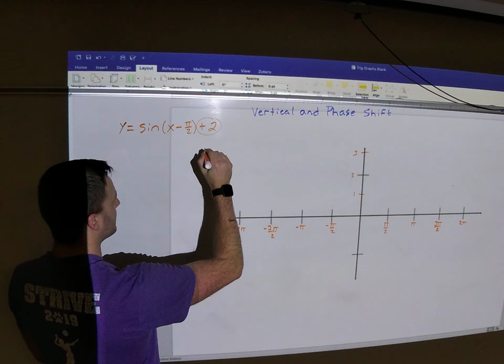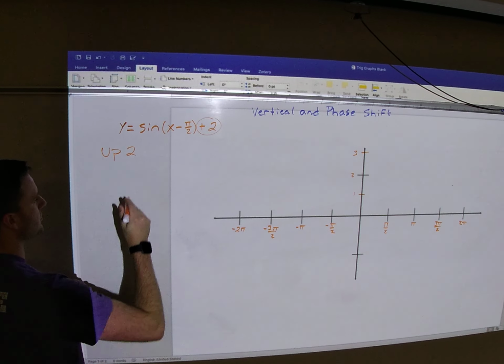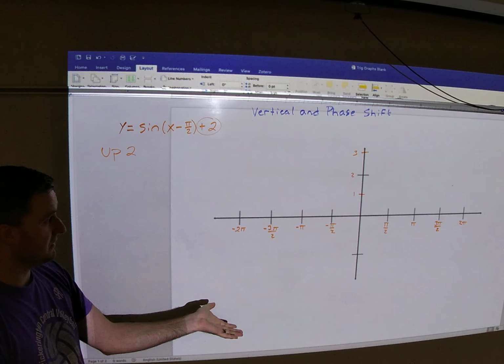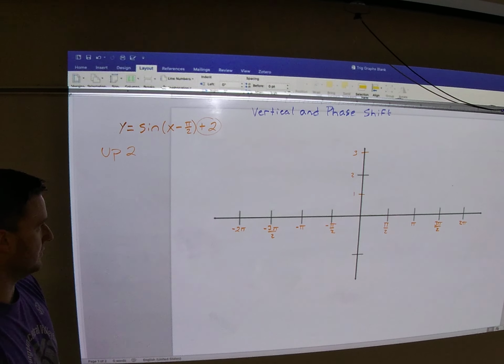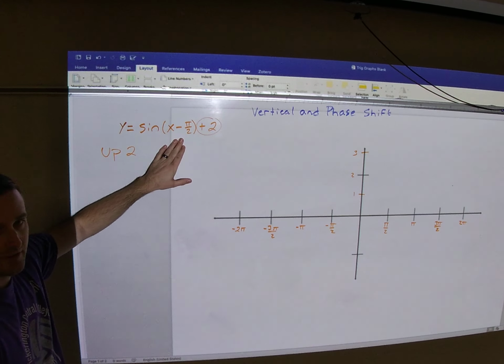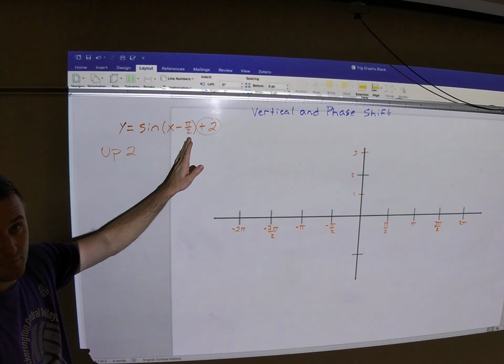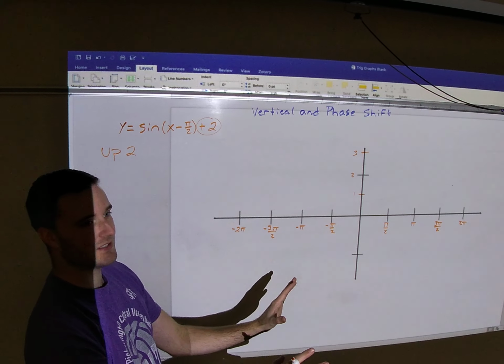I look at this positive 2 and I think, oh, hey, this means that I'm going to go up a distance of 2. Whatever's on the outside of your function is your vertical shift. So plus 2 means I'm going to go up 2. Down 2 would mean I go down 2. However, on the inside of the function, remember, because our formula is x minus h, our minus sign acts as the opposite of what we would think.